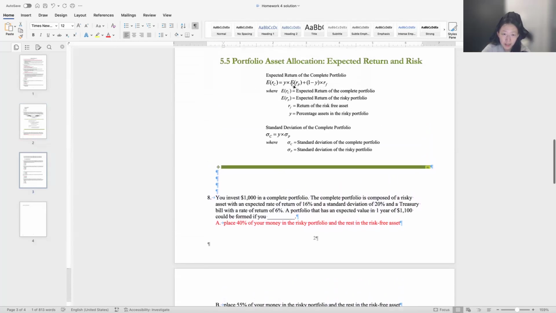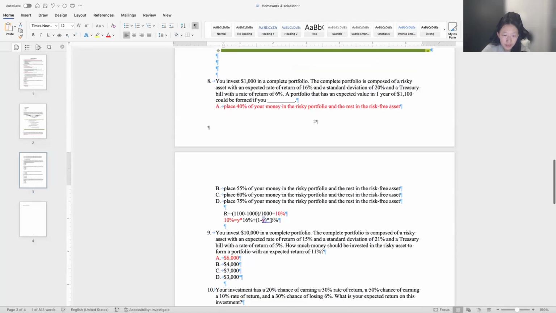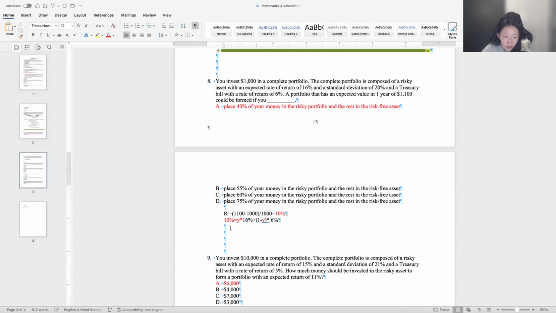So we put everything down. We just don't know y, but we know all other numbers. So the expected return is 10%, the risk-free rate is 6%, and the risky return is 16%. Now it's my time to show you how to move the right-hand side variables to the left-hand side. So we want to isolate y.